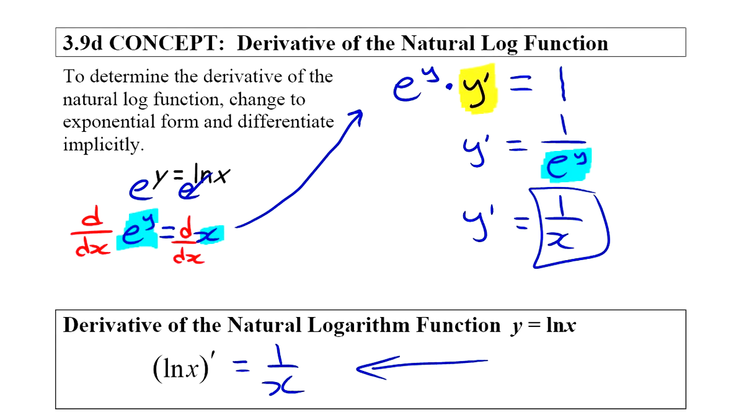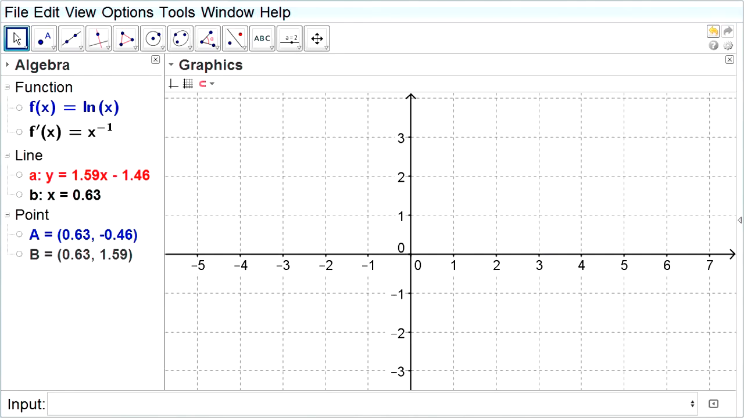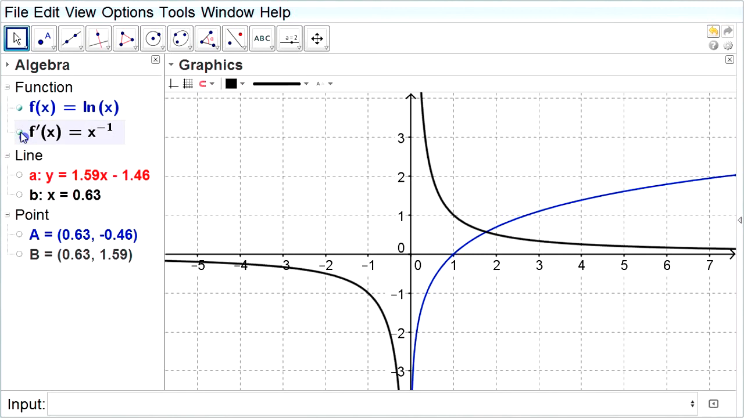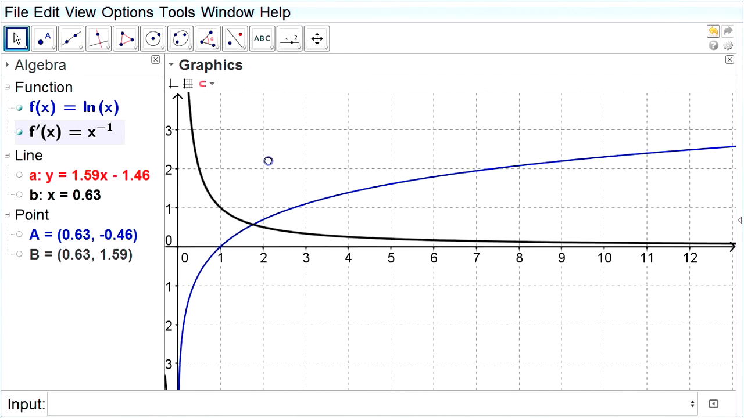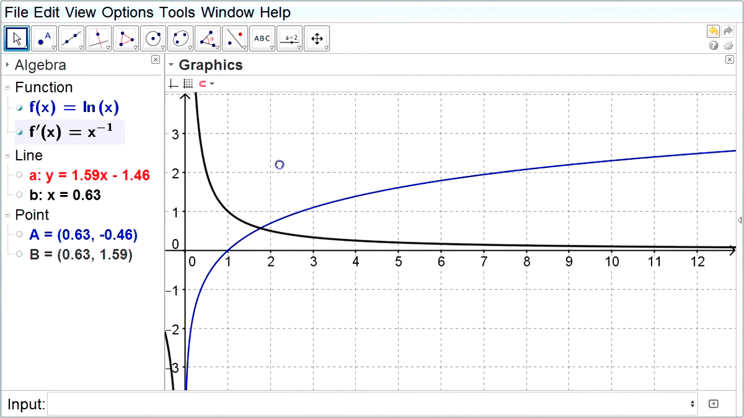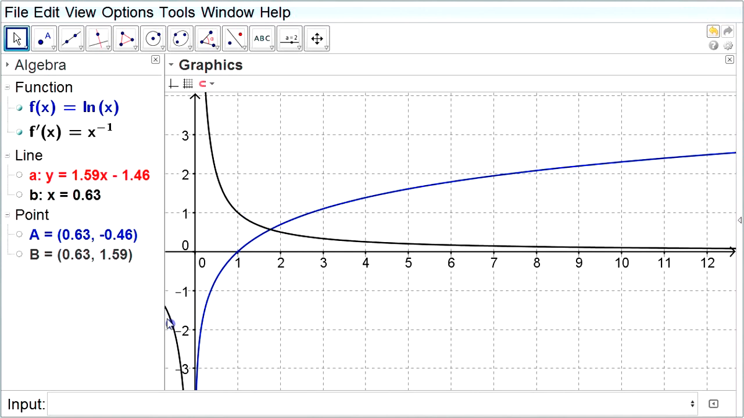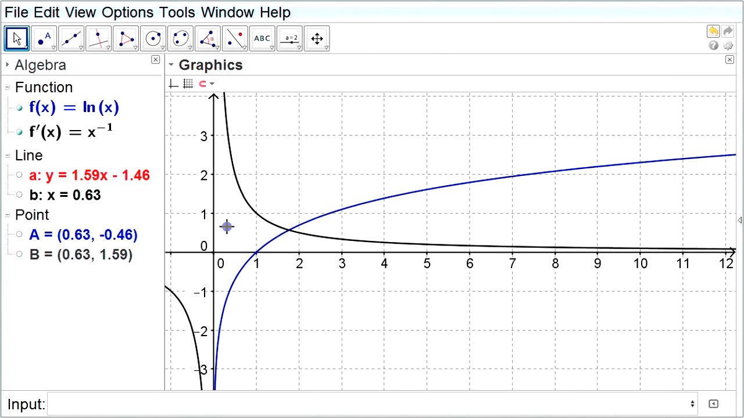So now that we've got that result, let's see what it means when we look at it graphically. So I have something set up here already. We have that function, that's the natural logarithm function. And we have its derivative, which is 1 over x, or x to the negative 1, same thing. And let's move this over, because we'll ignore the other side, because even though the derivative graph exists over there, the original graph doesn't exist over there, so it doesn't matter much to us.